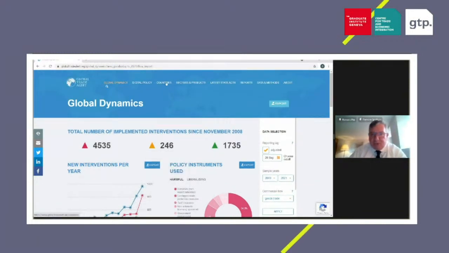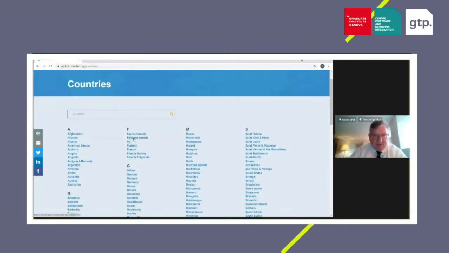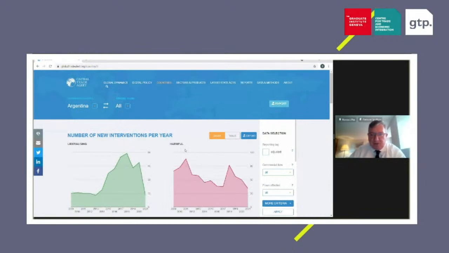The next area I want to show you is how to extract information on various countries. What we have here is a list, actually not of countries but of customs territories, which is why you can see the Falkland Islands there, which is not a country but a customs territory, and so it's included in our database. Let's take a country such as Argentina. If we click on Argentina, the information on Argentina will come up. Let me show you how to interpret this information.